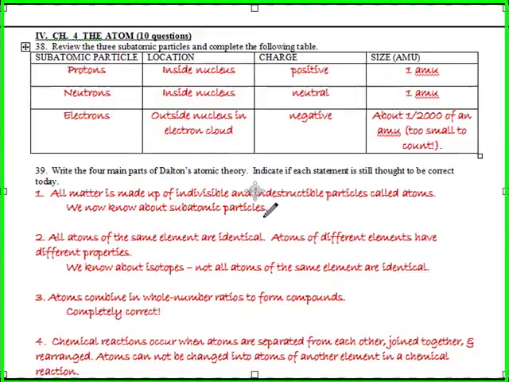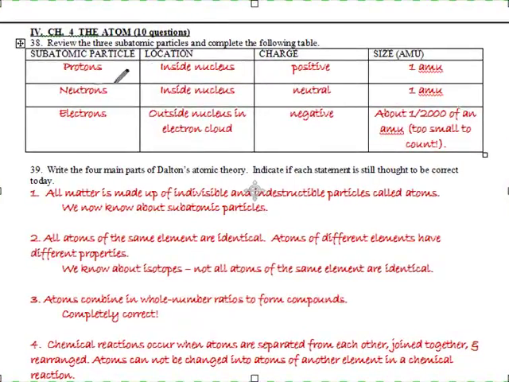Alright, here we are, part 4, the atom. Now the first part is just knowing the 3 subatomic particles and identifying their location, their charge, and their size. We got protons, neutrons, electrons. Remember, protons and neutrons are inside the nucleus, and the electrons are outside the nucleus in the electron cloud. We spent a very long time looking specifically at that electron cloud and seeing how it's divided into different regions and stuff. But that's where the electrons are.